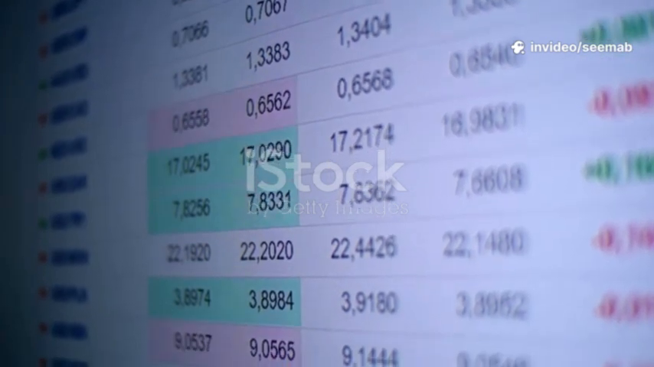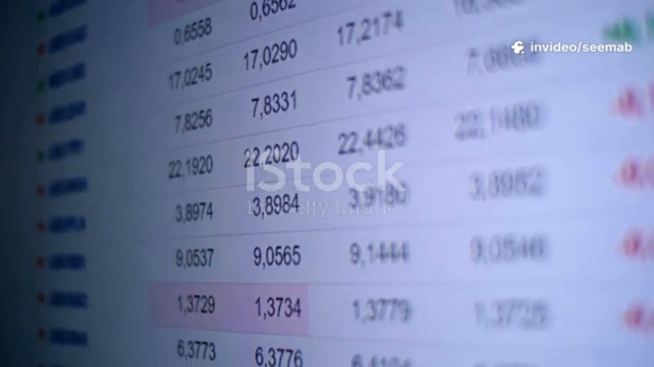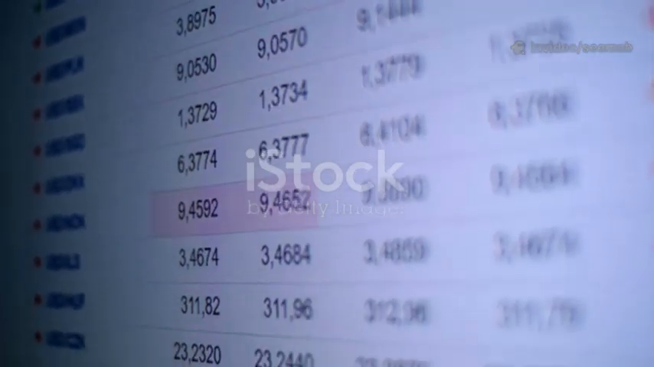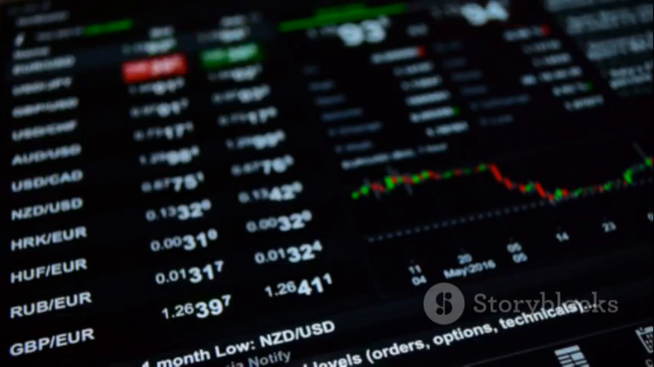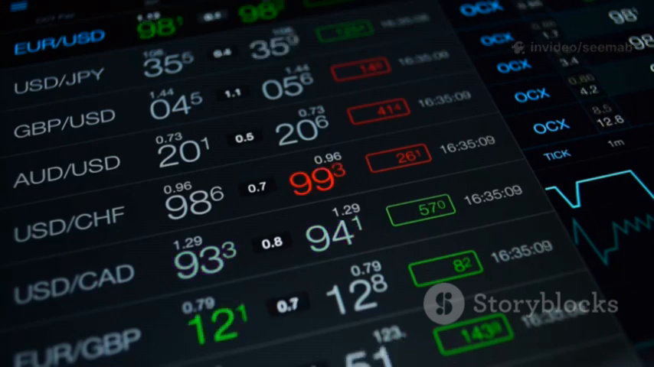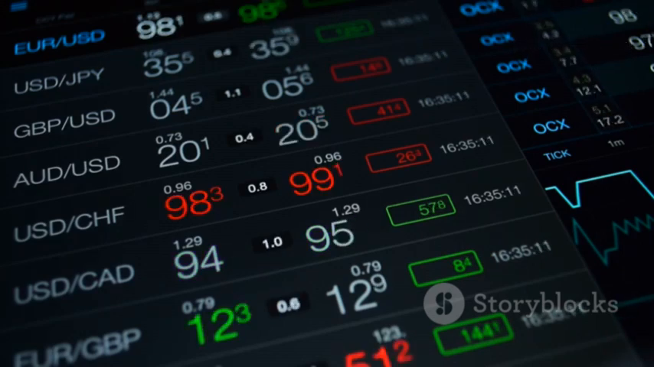First up, spot Forex, or trading currency pairs. This is the most common way individuals engage with the Forex market. This is where most traders start their journey. It's a relatively straightforward concept to grasp, making it ideal for newcomers. Essentially, you're speculating on whether one currency's value will rise or fall against another. You're betting on the relative strength of one economy versus another.